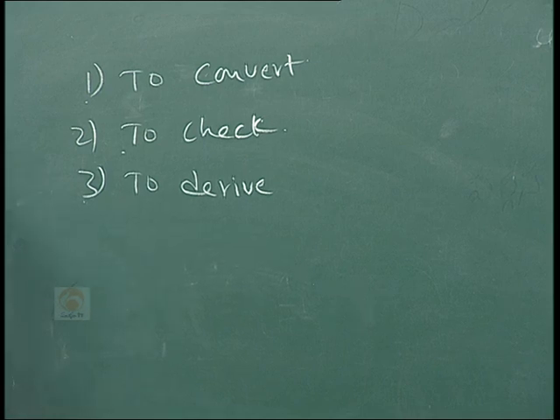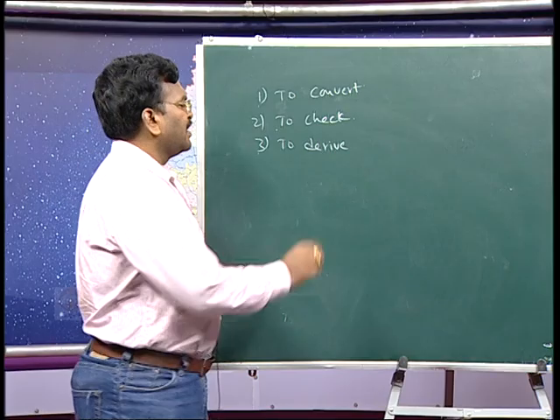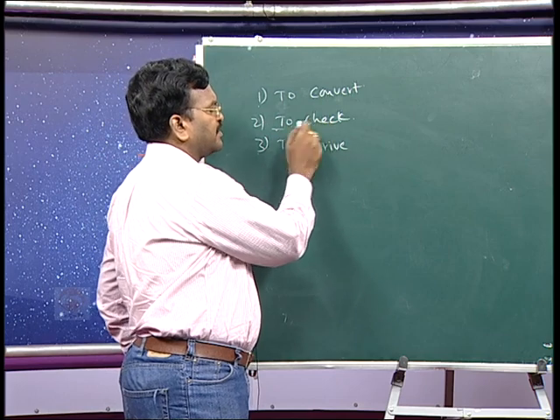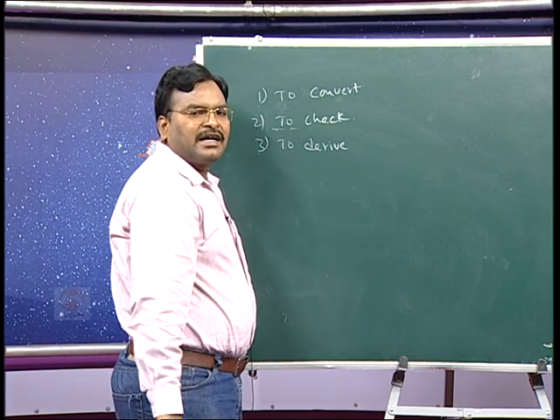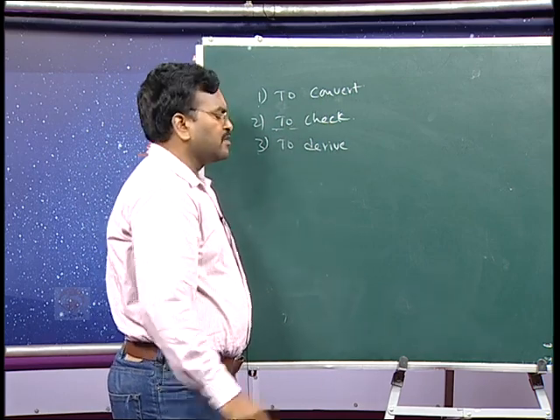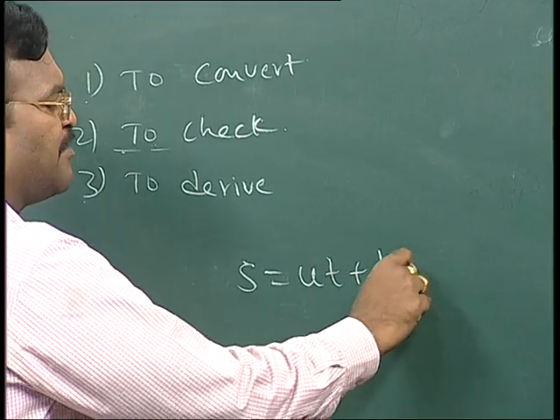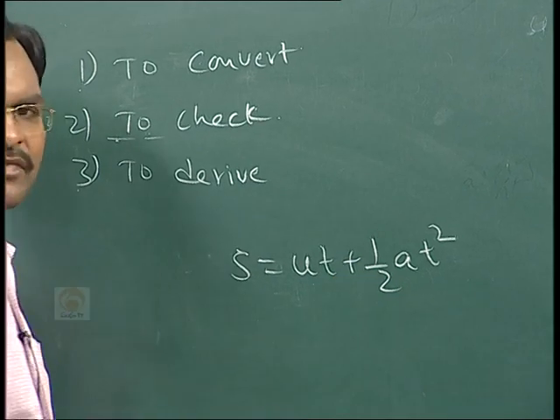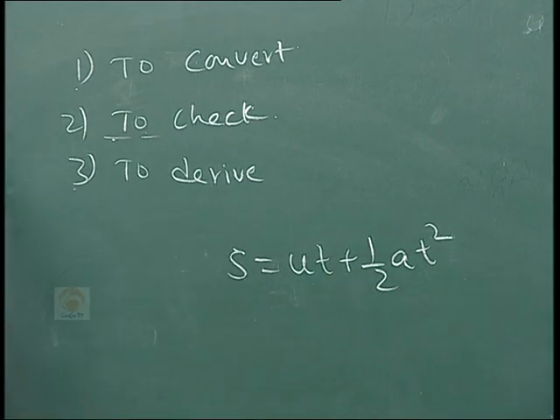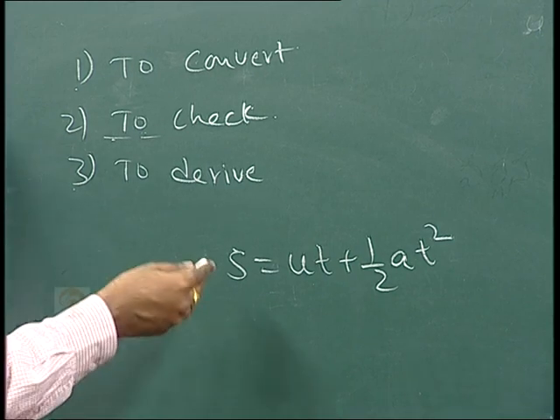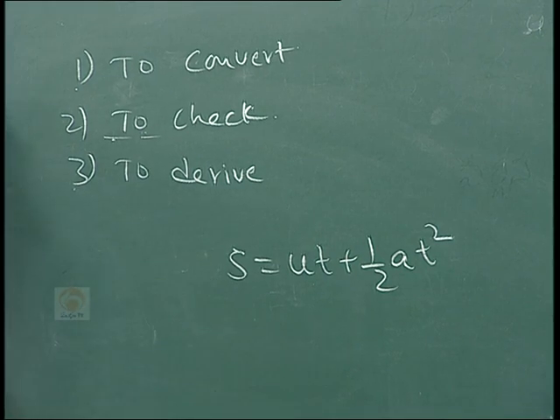So I explain one example now. First we discuss one thing: to check the correctness of equation connecting physical quantities. Suppose S is equal to ut plus half at square, is it dimensionally correct or not? They are giving an equation like this: S is equal to ut plus half at square, displacement of a particle in time t seconds. Like that they are asking.